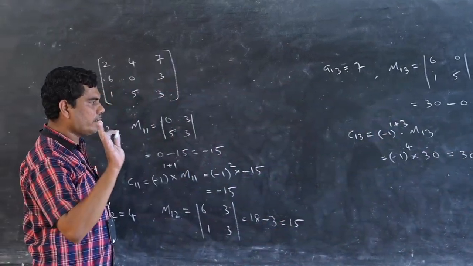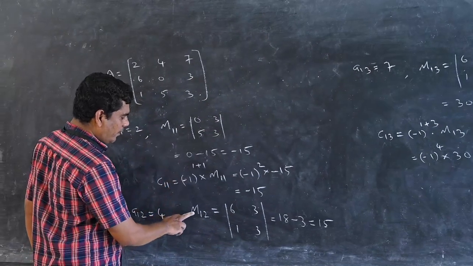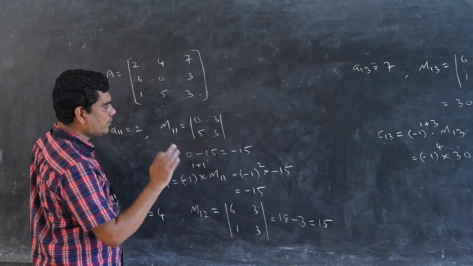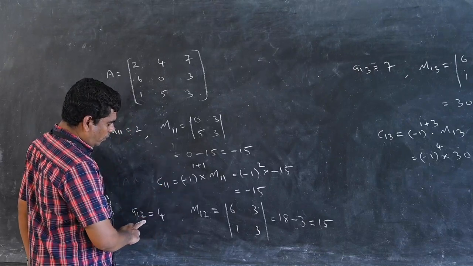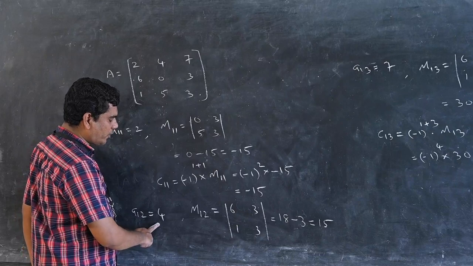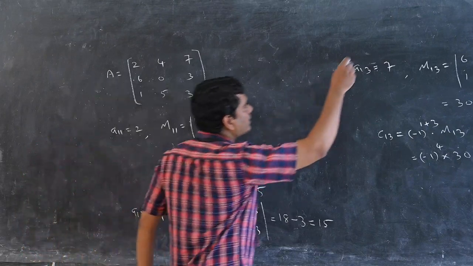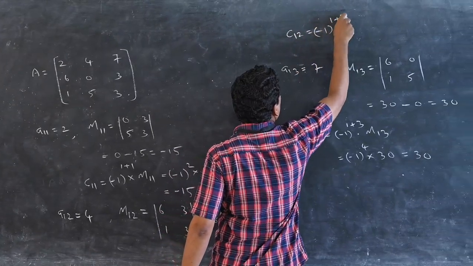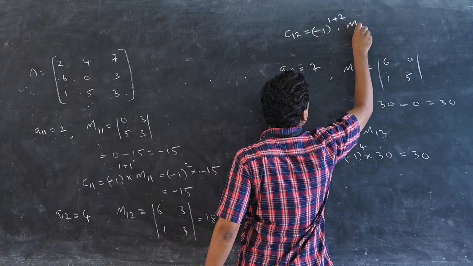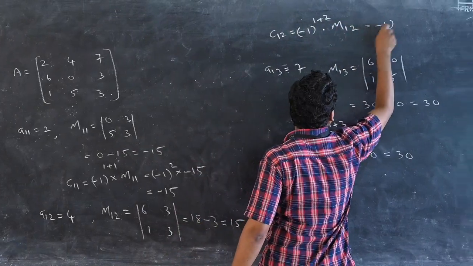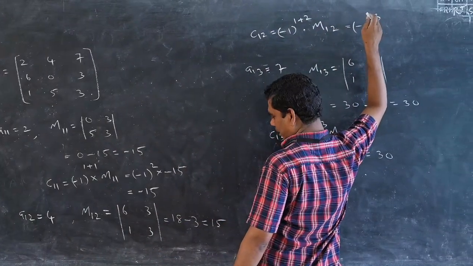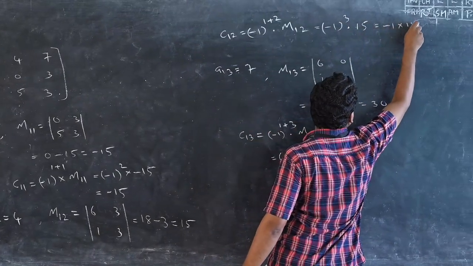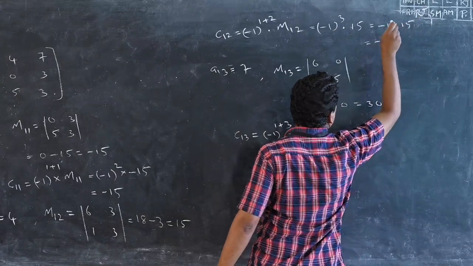Now I have not found the cofactor of A12, which is equal to 4. C12 is equal to minus 1 raised to 1 plus 2 into M12. It is minus 1 cubed into 15. It is minus 1 into 15. It is minus 15.